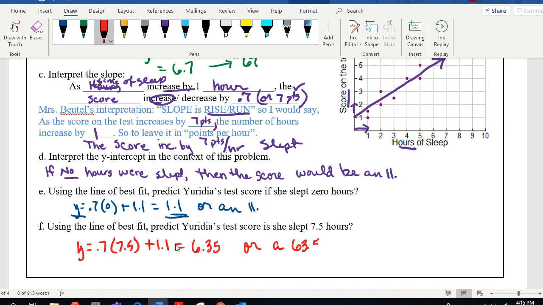Or a 63.5 on the test. Okay, there you go.